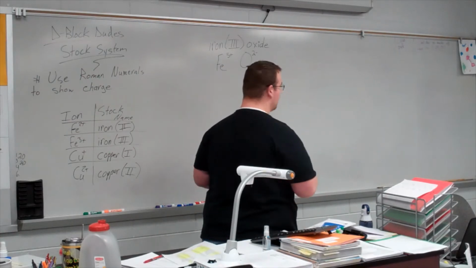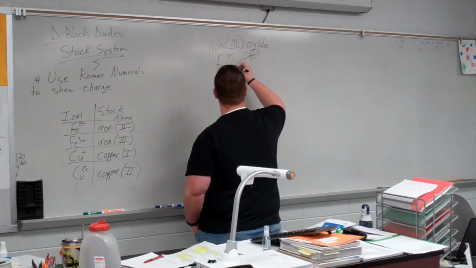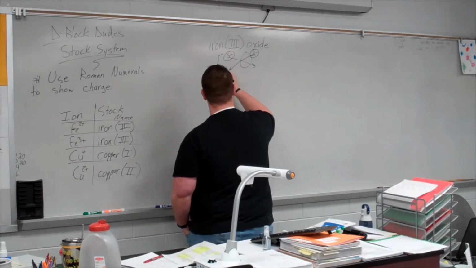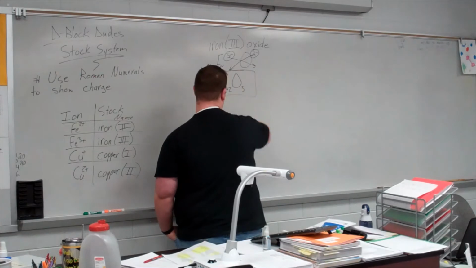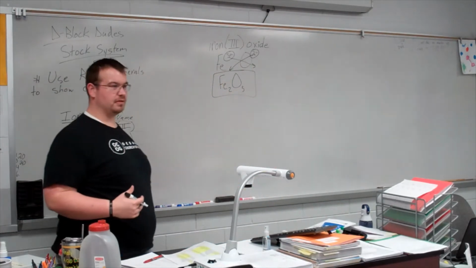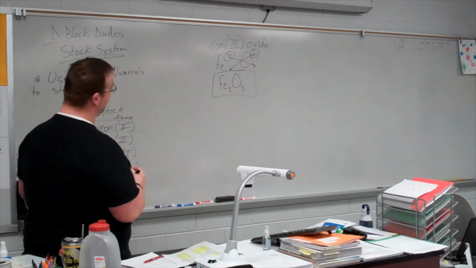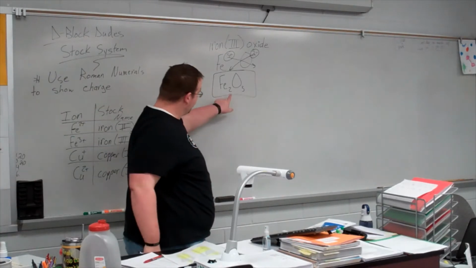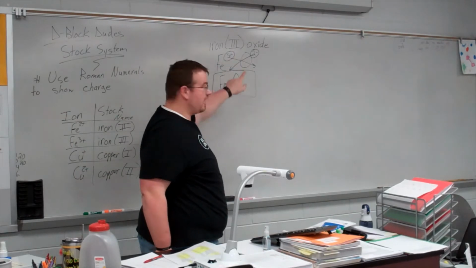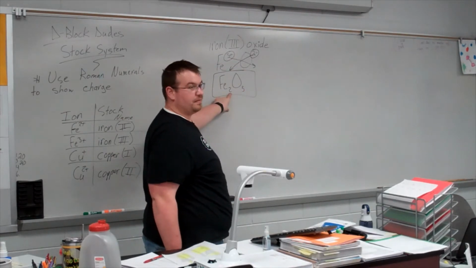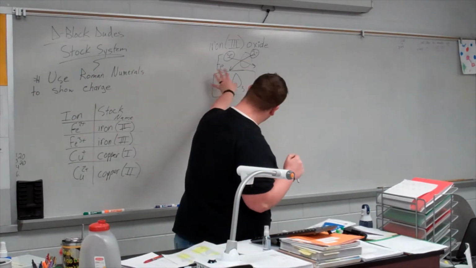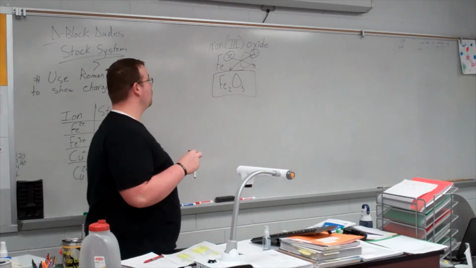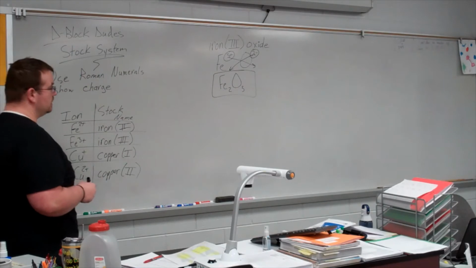Do what we did before, cross them over. So Fe, 2 from the oxygen, O3 from the iron. That's the proper chemical formula for iron 3 oxide. Like I said, the Roman numeral is not telling you how many irons are in here. That's telling you the charge of the iron. This right here cancels the charges out. Works great for us. Okay?